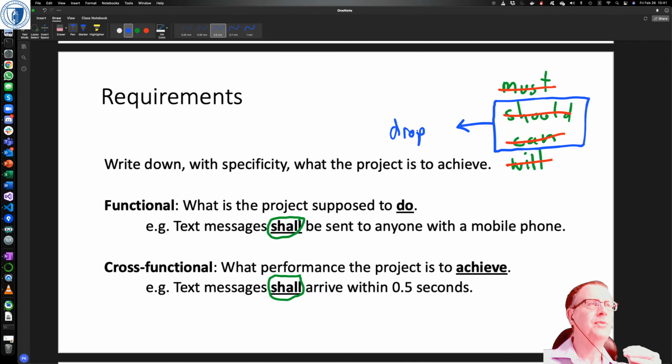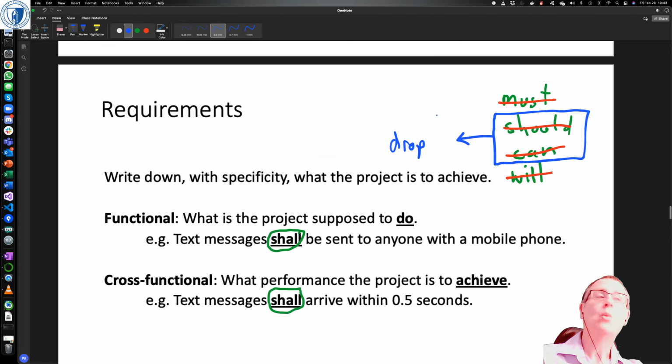And a way to generate that conversation is by doing what I'm suggesting. So one thing I want you to do for next week is to write down, and I don't think I've put it up in Blackboard yet, so maybe 5 to 10 functional requirements, and maybe 3 to 6 cross-functional requirements for what you're aiming to do.